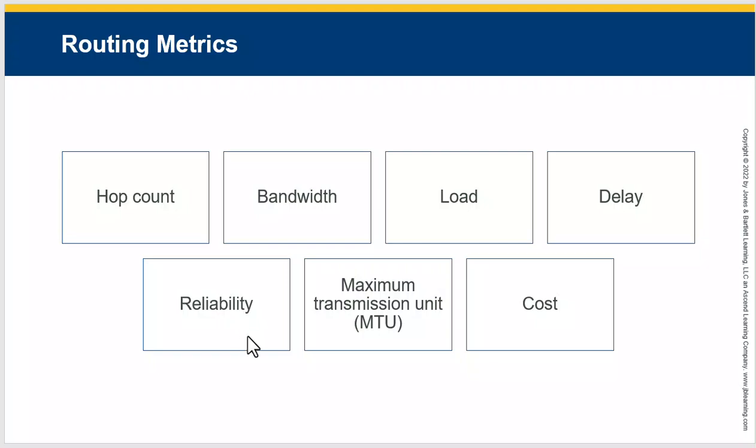Maximum transmission unit, that refers to the maximum amount of data a packet can carry. And then also cost. Now, cost isn't in terms of dollars. Cost here refers to one of the routing metrics that OSPF uses, and that refers to the relative speed of a given link. And remember, faster links have lower costs, so it's like an inverse relationship.